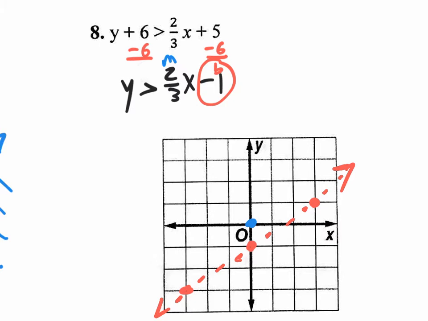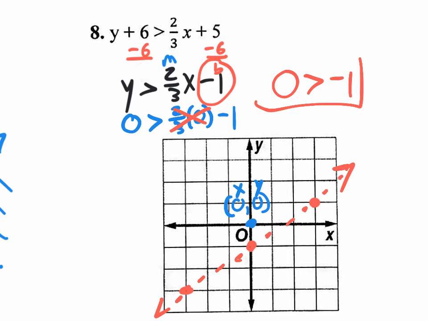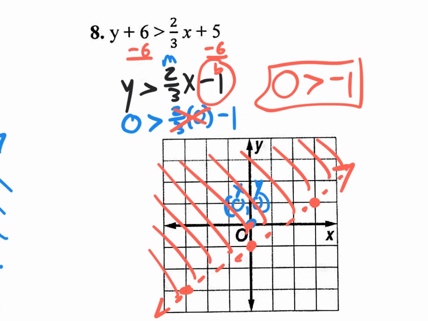Now let's test the point like the point 0, 0. If I plug in 0 for x and 0 for y, okay, remember this is a coordinate 0, 0, 0 for x, 0 for y, it's going to say 0 is greater than 2/3 times 0 minus 1. So obviously the 2/3 times 0 disappears. So you really have 0 is greater than -1. What do you guys say about that? Is 0 greater than -1? Yes, it is. So this point does work. So all of the points right there work. So I shade in that side. None of the points down here work. All of the points up here work.